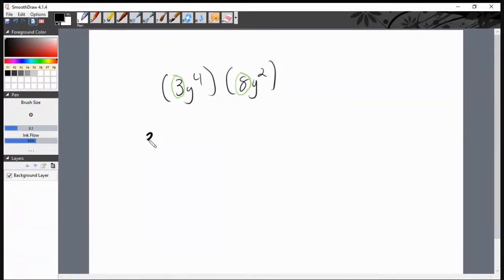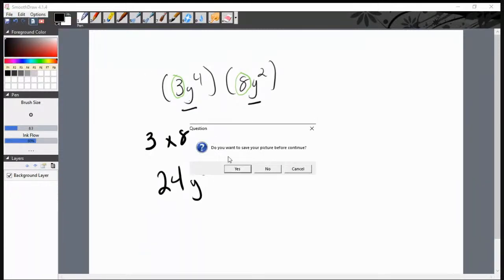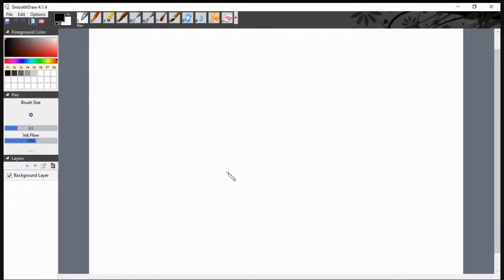so our coefficients are 3 and 8. You multiply the coefficients. That's the first step. So you have 24. That's the beginning of your answer. Now you add the exponents of the like bases, right? Y and Y, right? 4 plus 2 is 6, right? So your answer is 24y to the 6th power. That's it. All you're doing for these is multiplying the coefficients.